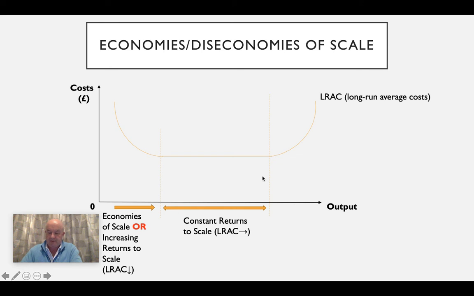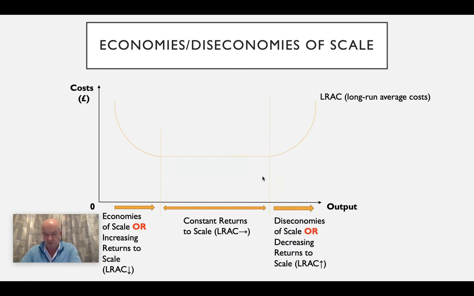If we then move over a little bit further to the point where long run average cost starts to increase, we're starting to get what's known as diseconomies of scale, or decreasing returns to scale, and that's where our long run average cost starts to increase. And again, that can be for a whole number of reasons.